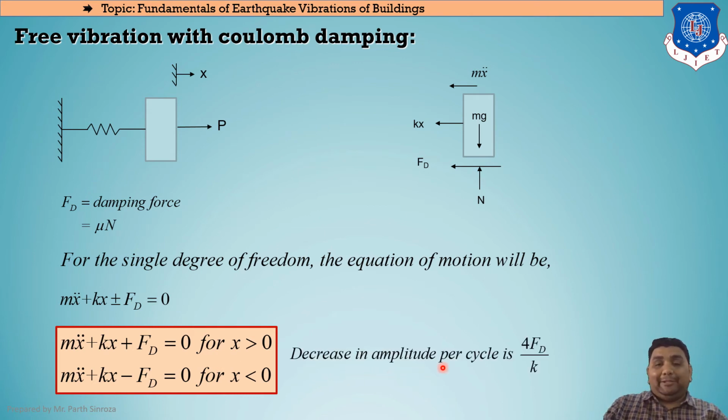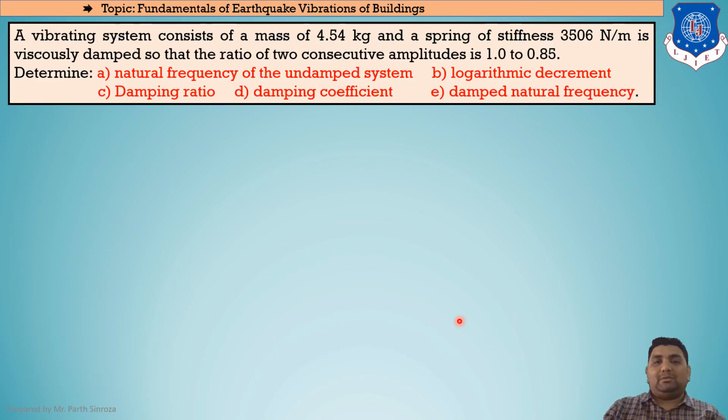So the decrease in amplitude per cycle is 4 Fd by k. This again is asked in the numerical problem. There is no derivation to it, so you just need to remember. If it is asked to find the decrease in amplitude per cycle, then the value is 4 Fd upon k. Fd can be calculated through the equation mu into N. K will be the stiffness that we know how to calculate. Clear? So now moving on to our first sum of today.